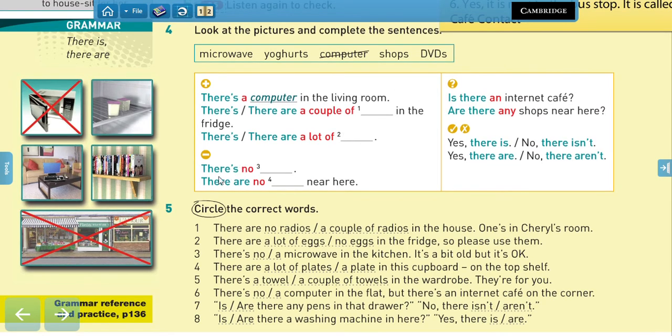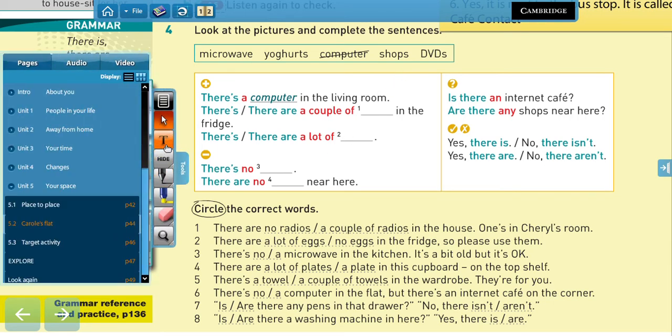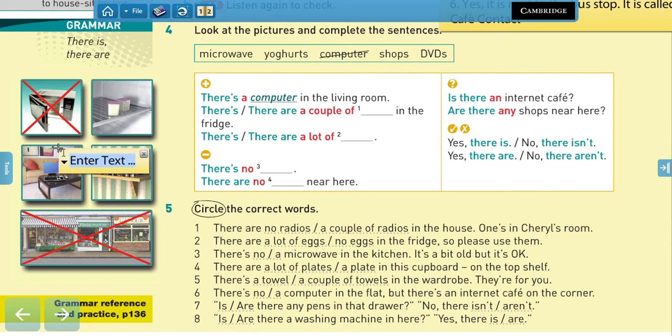Now, for negation, we have there's no, singular, there's no microwave, there are no shops near here. Now, this is the same as saying there isn't or there aren't, yes? But what happens is these ones are less common, yes?